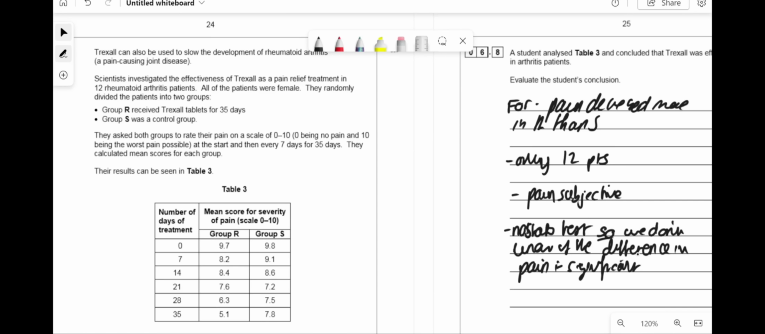As well as that, we have no statistical testing. We need to say why. So please do not just say no stats test, because you'll get 0 marks. You say there's no statistical test, so we don't know if the difference in pain is significant. You cannot, and I repeat, cannot, please, just say we don't know if the results are significant. Every mark scheme on the planet says ignore, do not know if results are significant. You need to say what the results are.